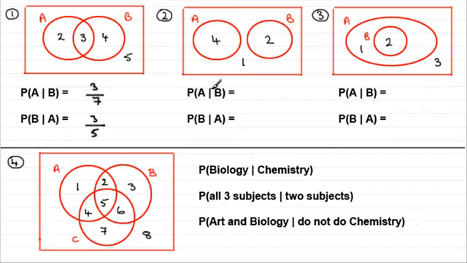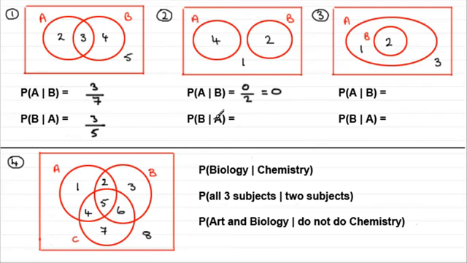Probability that someone does art given that they do biology. Well, we know they do biology, so that's out of 2 people. But how many people do art of these biology people? Well, it's none of them. So it's none do art out of the 2 people doing biology. And that clearly is 0.